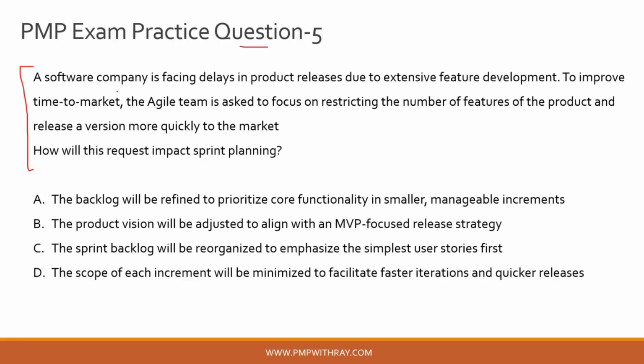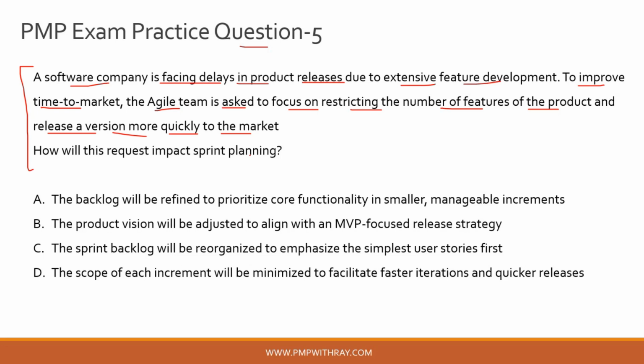Okay, so let's get started. A software company is facing delays in product releases due to extensive feature development. To improve time to market, the Agile team is asked to focus on restricting the number of features of the product and release a version more quickly to the market. So essentially, we are talking about an MVP, or the minimum viable product.